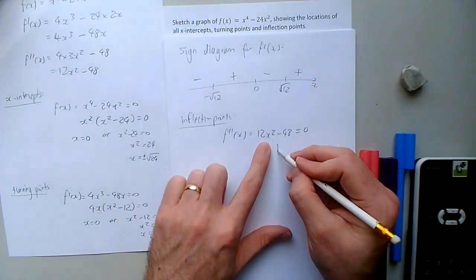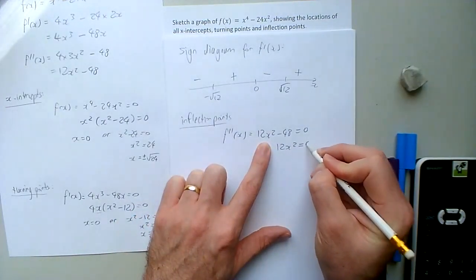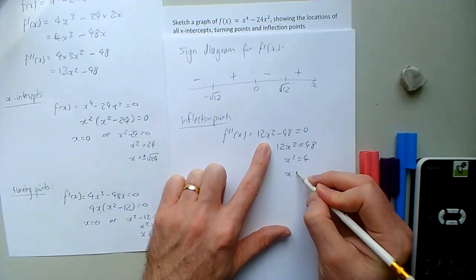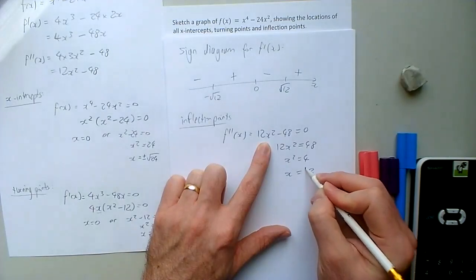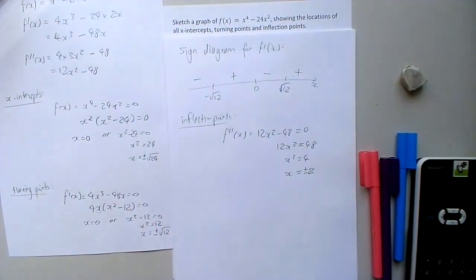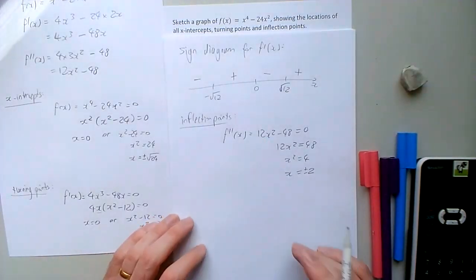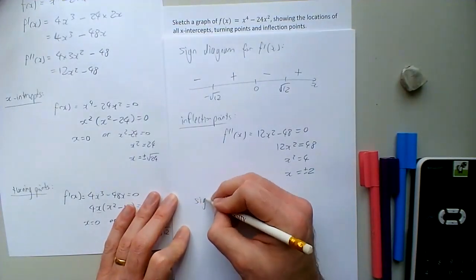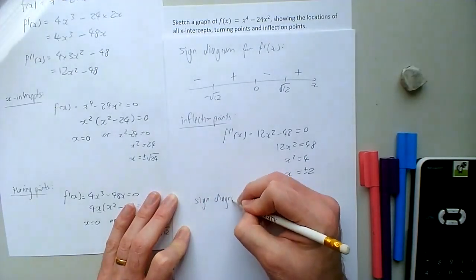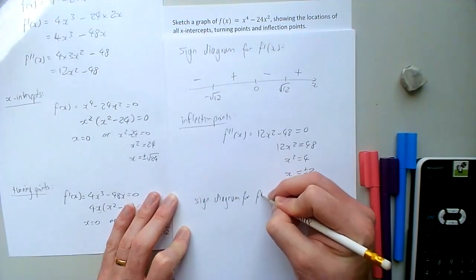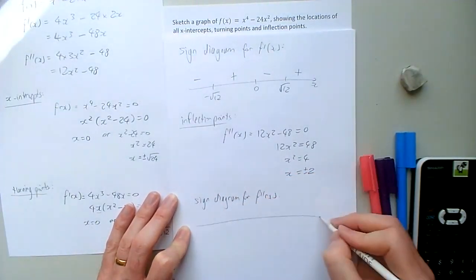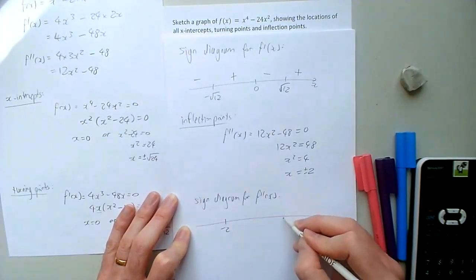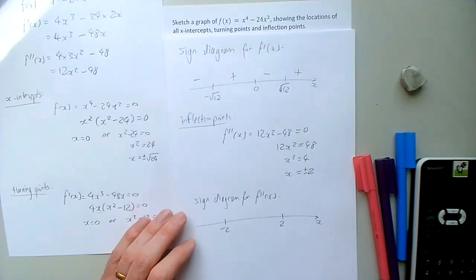Okay, well, there's only one x, so I reckon I can do this. Divide by 12. Square root of 4 is 2, and if it was negative, it would have to be minus 2. Right. Cool. So let me draw a sign diagram for f double dashed of x. So minus 2 and plus 2.